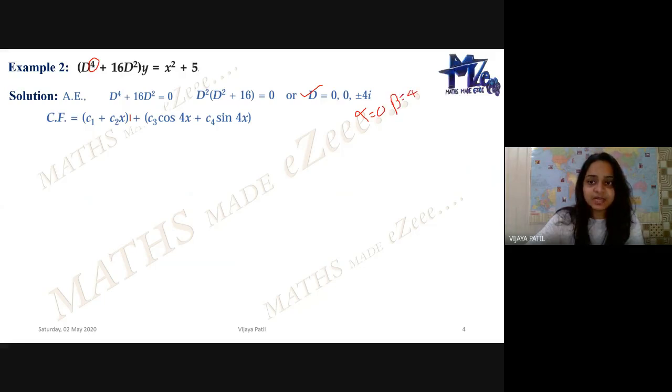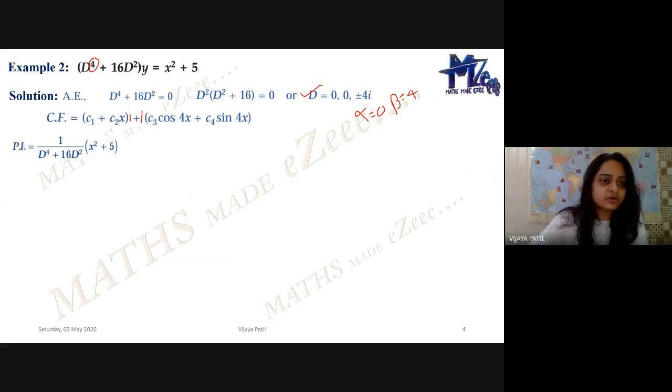While writing the CF part, it's cos of beta x and sine of beta x, so cos 4x and sin 4x. And e to the power 0x will give me 1, again it's 1 over here. So CF is done. Let us see for PI.